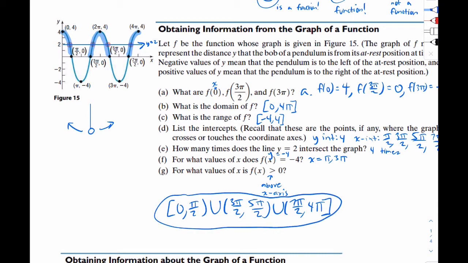Now, if you're wondering why only the ends are inclusive, that's because it's ending in these dots right there. And those dots are definitely above 0, whereas these are on 0, and we can't be equal to, since it says strictly greater than 0.